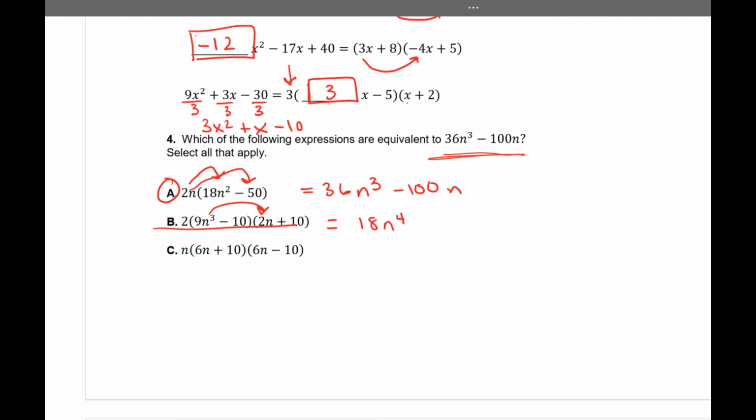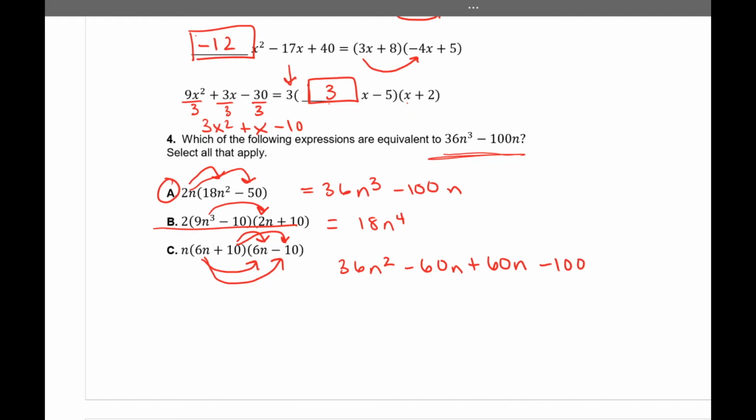Next one. Let's take care of the parentheses again. 6n times n. 6 times 6 is 36. n times n is n squared. Let's do the next one. 6n times negative 10. 6 times negative 10 is negative 60. n times nothing is just your n. Now let's do the other one. 10 times 6 is positive 60. And then don't forget your n. 10 times negative 10 is negative 100.